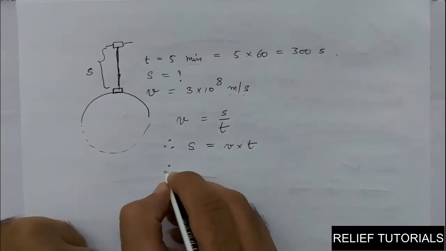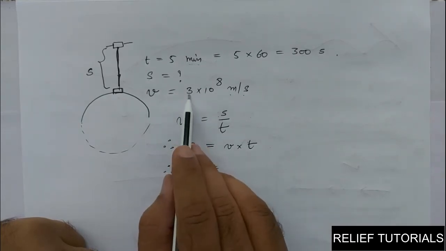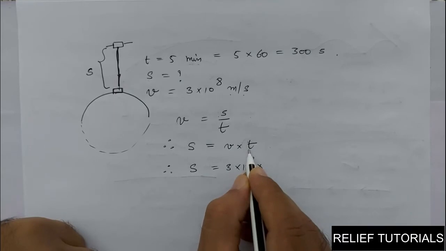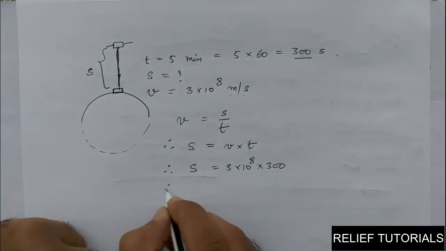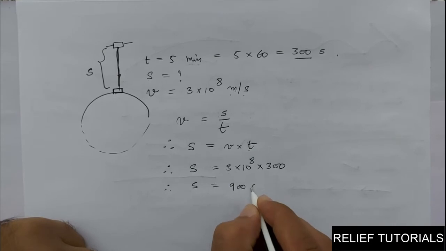Now put the values and get the answer. S is equal to v into t. What is v? v is 3 into 10 raised to 8, into t, and t is 300. So S is equal to 3 into 300. 3 3s are 9, it is 900 into 10 raised to 8.